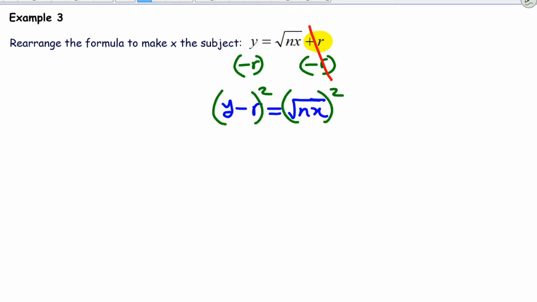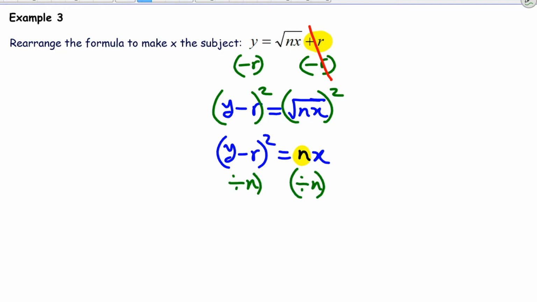So basically, what we shall end up with is y minus r squared is equal to nx. And then we can see here that n is multiplied by x. The opposite of multiplying by n is dividing by n. So we divide by n on each side. n divided by n is 1. So basically we are left with x being equal to y minus r squared over n.